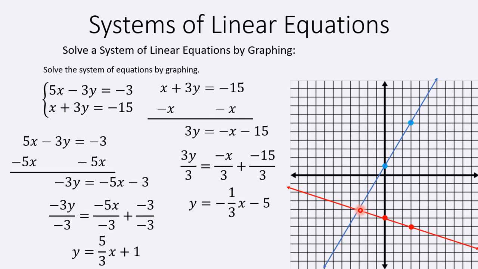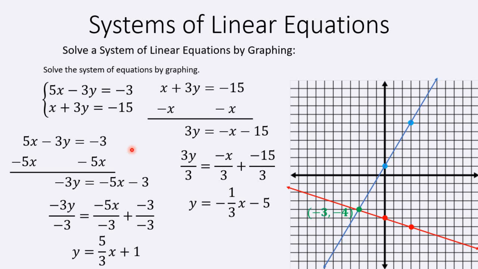That point is roughly, let's see, -3, -4. And we get to that point. So there we found the point of intersection for this system of equations. Does every system of equations have a solution?